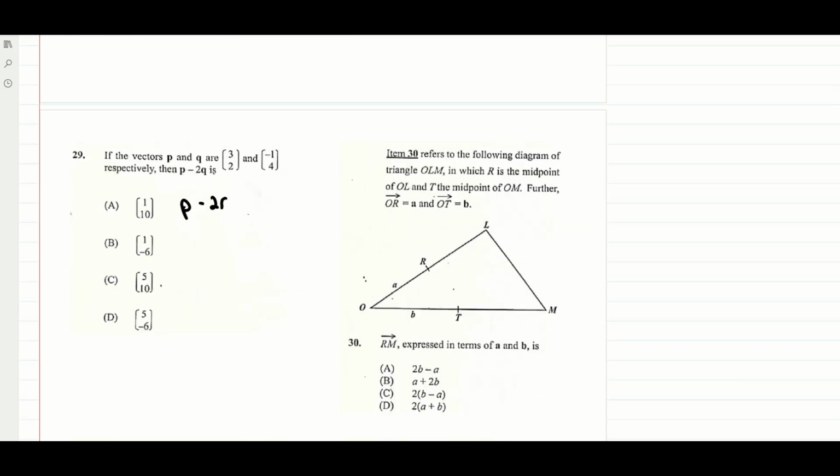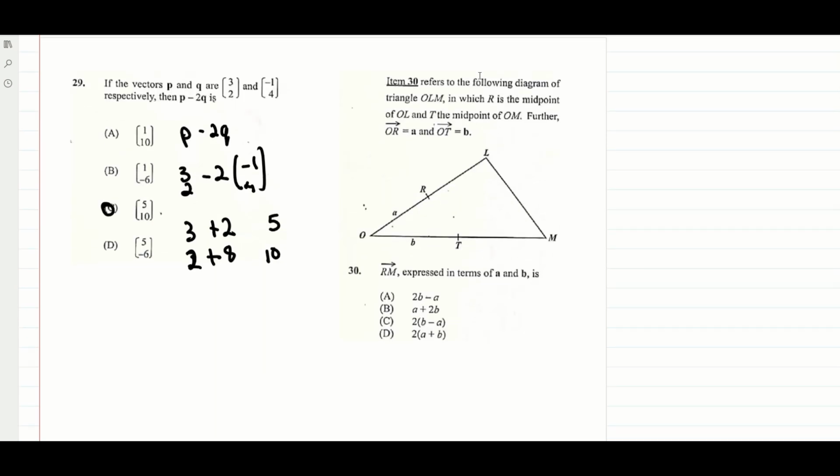P minus 2Q, which is 3, 2 minus 2 by minus 1, 4. Alright, so that's 3 minus 2 by minus 1 is plus 2. Minus 2 by 4 is minus 8, so that's 2 plus 4... 3 plus 2 is 5. 2 and 8 is 10. So the answer is C.